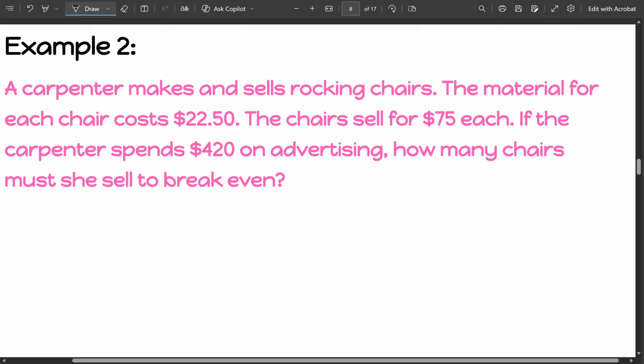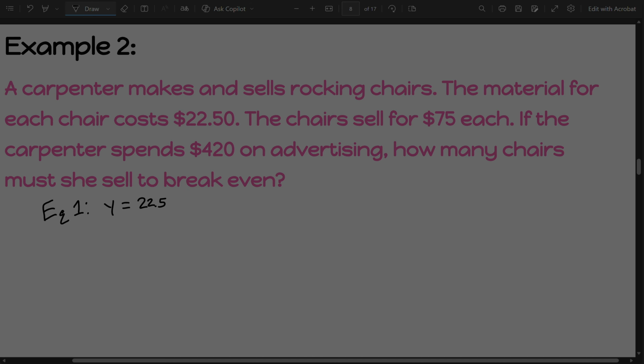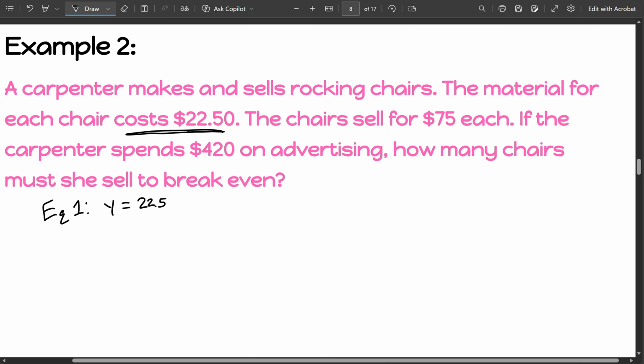Okay, so we're going to have equation 1, EQ1, represent the cost. So the cost is going to equal 22.5 per chair to make the chair, plus that initial $420 on advertising. So that was our cost.